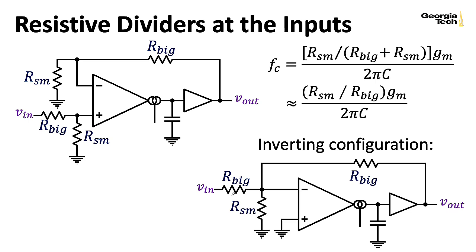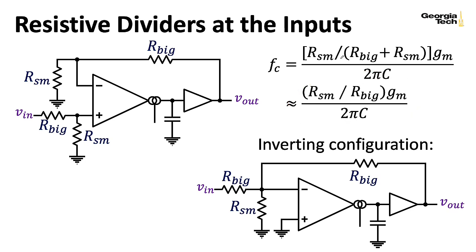Similarly, if you use a superposition argument and think about what is happening from VN's point of view, if we temporarily ground the V out side, again, the lower rung of that divider is not R small. It's going to be R small in parallel with R big. But usually we just go ahead and use this formula anyway.